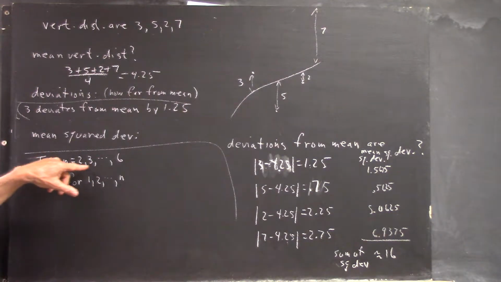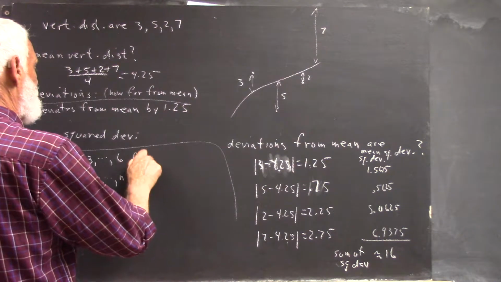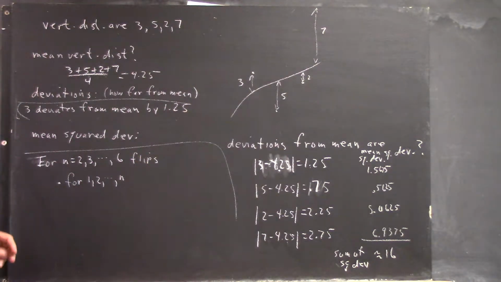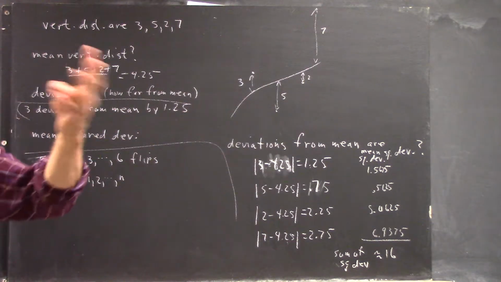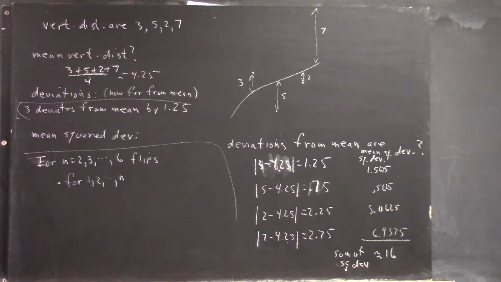Actually, it says for n equals 2, 3, 4, 5, 6 flips. Right? Because you're flipping that many coins. You did 4 coin flips. You got a histogram, you got means, got standard deviations, and everybody did that right.